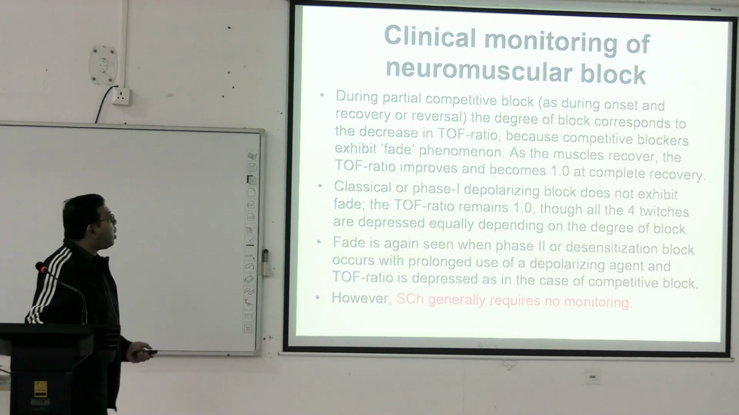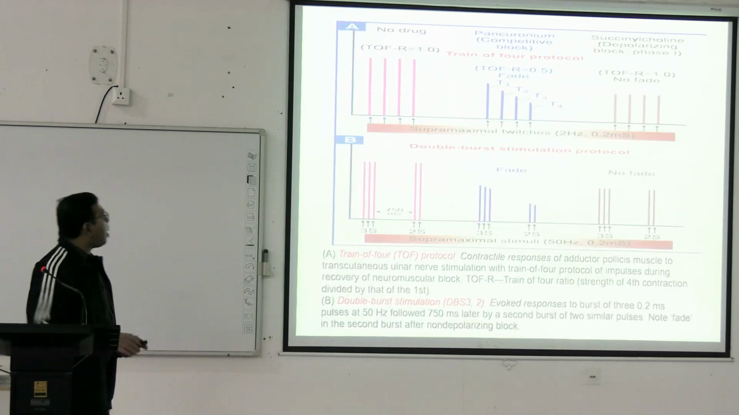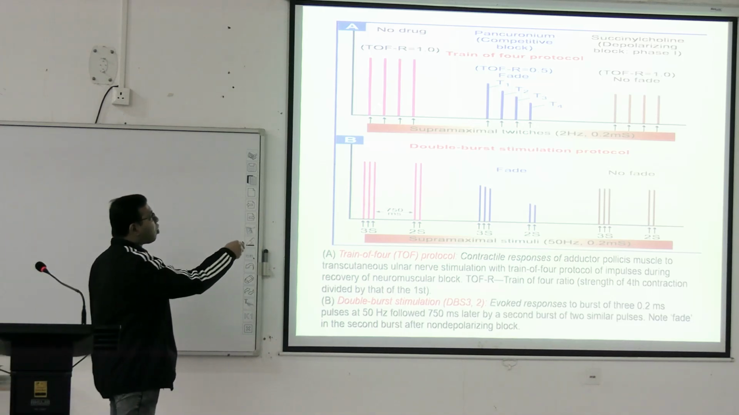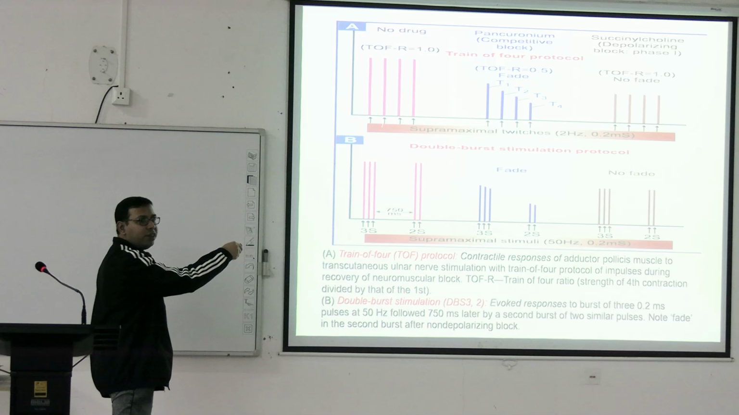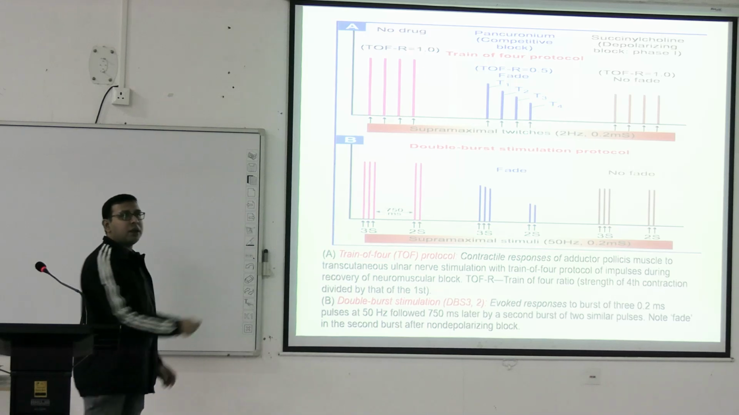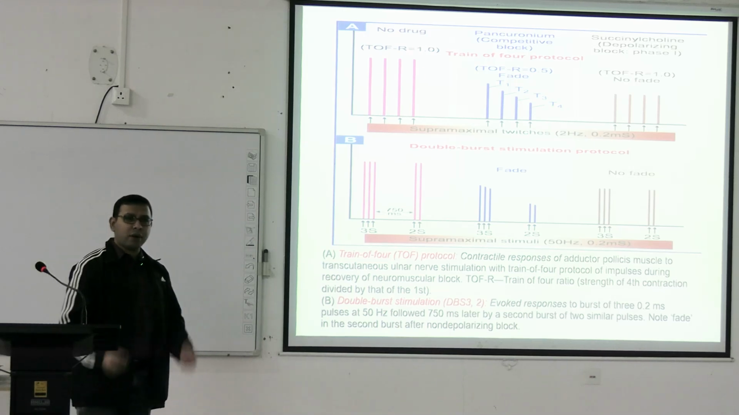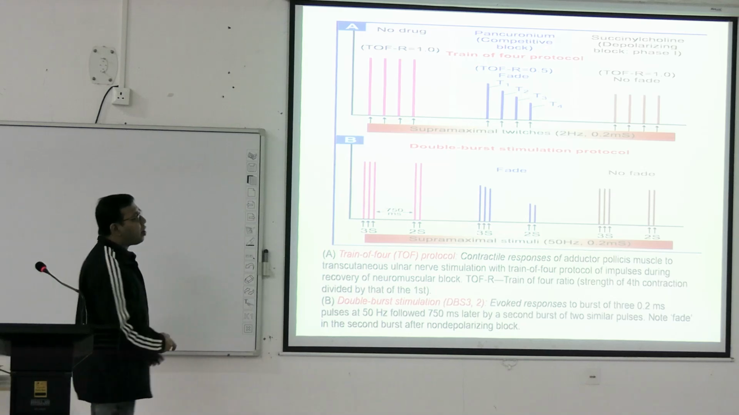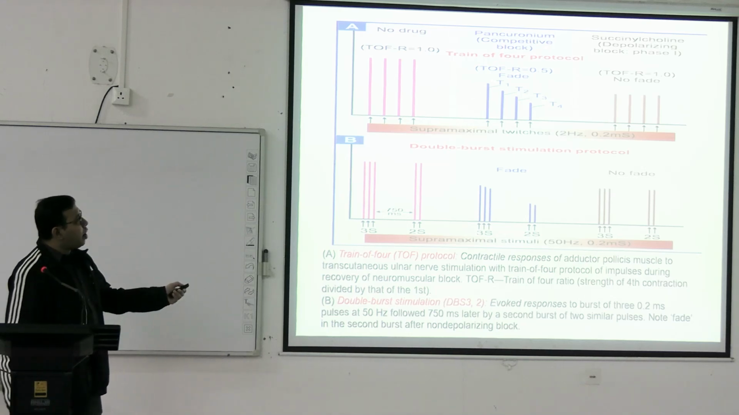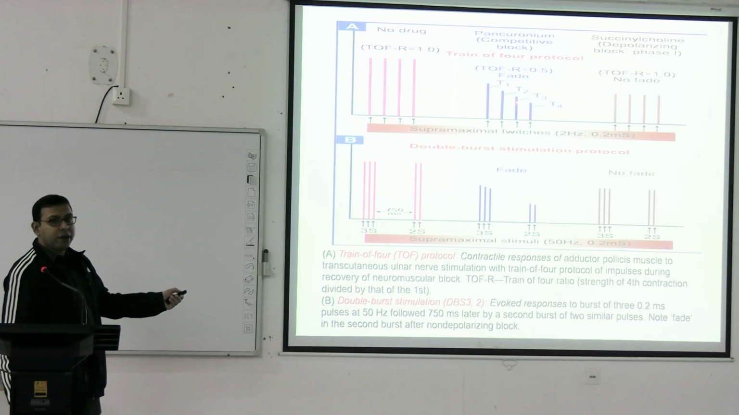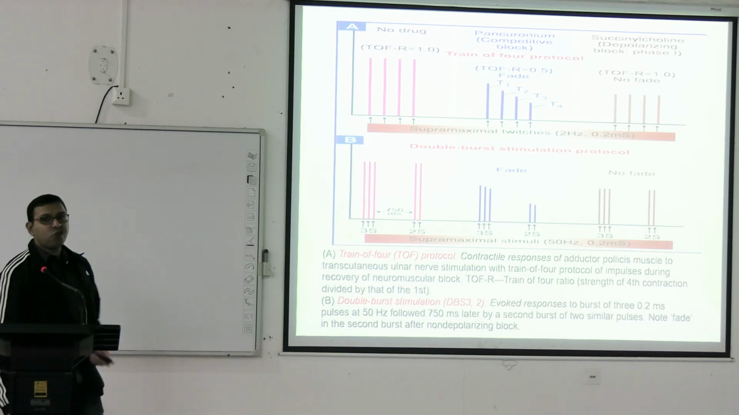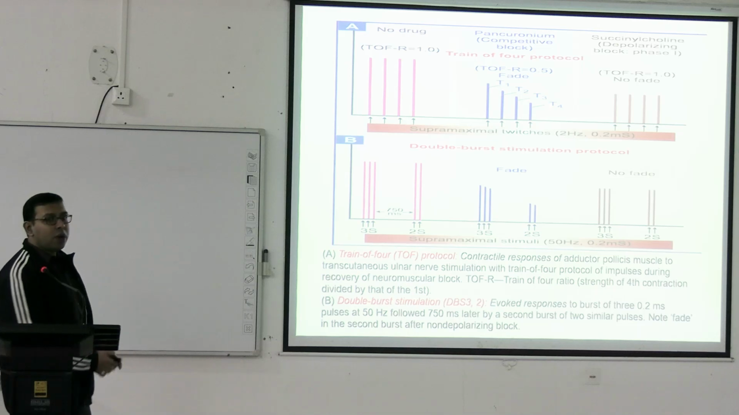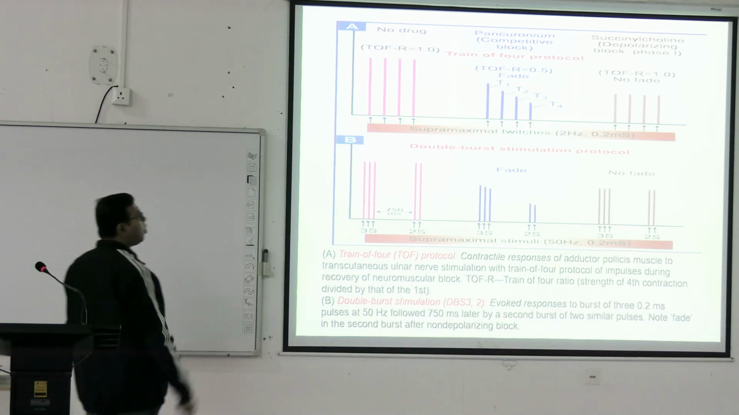Now during a partial competitive block, when there is no drug, the train of 4 ratio, these are the contractions, the supramaximal twitches that are given. In a normal person the same type of contraction happens. When a competitive blocker is given, for example pancuronium, you can see a gradual decrease of the twitch potential. So this is T1, T2, T3, T4, and we are just dividing T4 by T1.